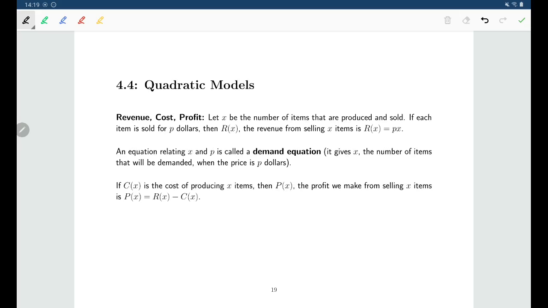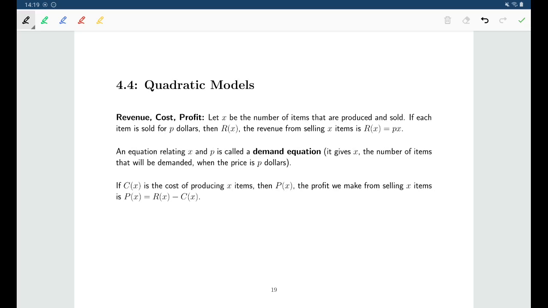In this section, we're going to be looking at some models where the equation turns out to be a quadratic equation, and so we'll be able to maximize or minimize these functions. We're going to start off with some examples involving profit, revenue, and cost. These are typical sorts of examples that you'll see when you get into a calculus class, as a function that you might want to maximize or minimize.